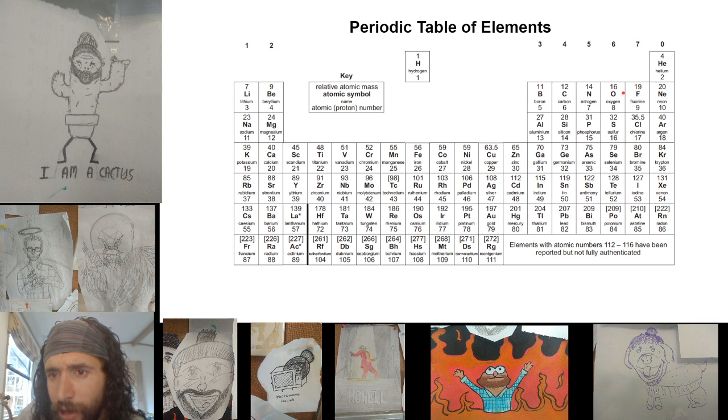So let's use fluorine as an example. Fluorine has a 9 and a 19 on it. The smallest number is the atomic number, and the biggest number is the mass number. The atomic number, or proton number, is the amount of protons in the atom, so 9. And it will also be the amount of electrons in that atom, if it's neutral. So if this is a neutral atom, it will have 9 protons and 9 electrons.